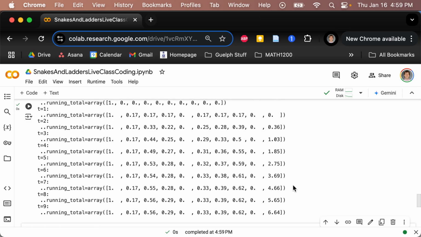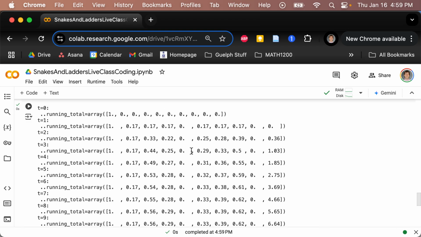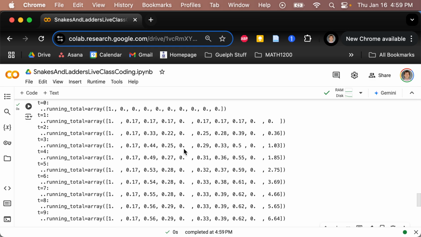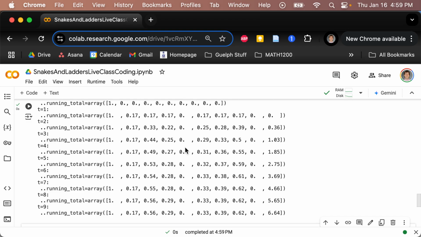So what is the pattern? All the numbers are always going up, right? Because we're adding probability vectors, and probabilities can't be negative. We're adding them up, so every individual number is going up and up and up. And in fact, all of these individual numbers have a very nice interpretation.